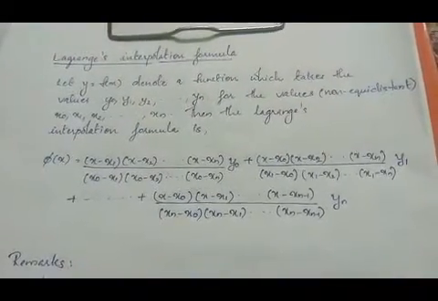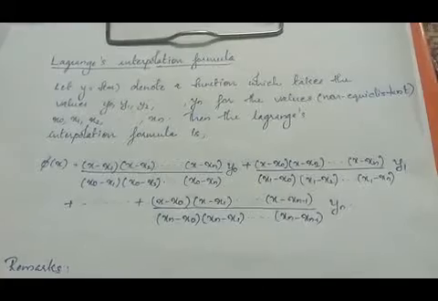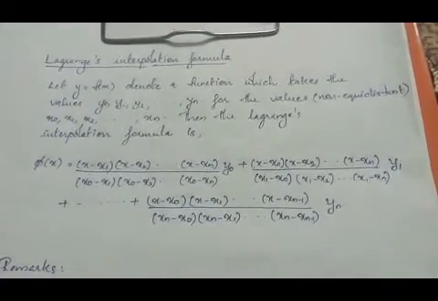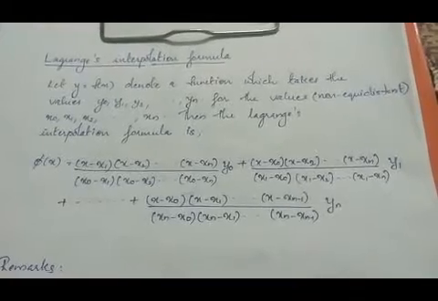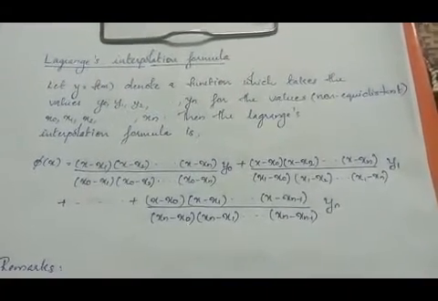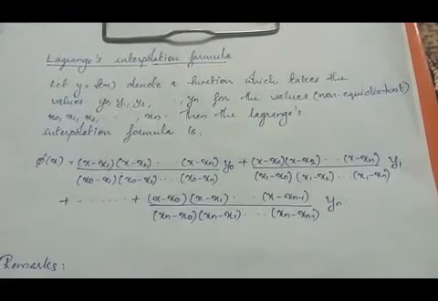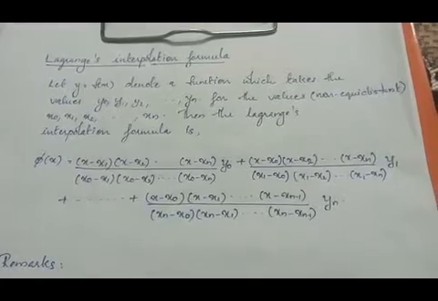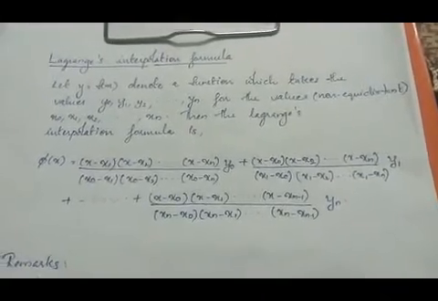Lagrange's interpolation formula. Lagrange's interpolation formula is used to find the values of a function where the arguments are not at equal intervals. That is, the arguments are non-equidistant.